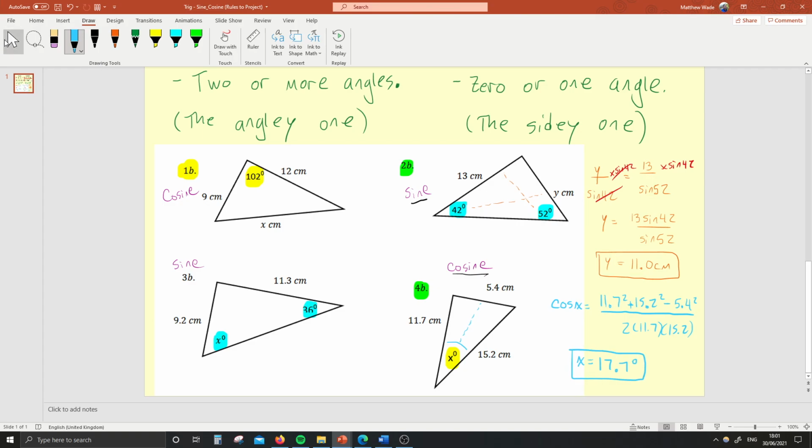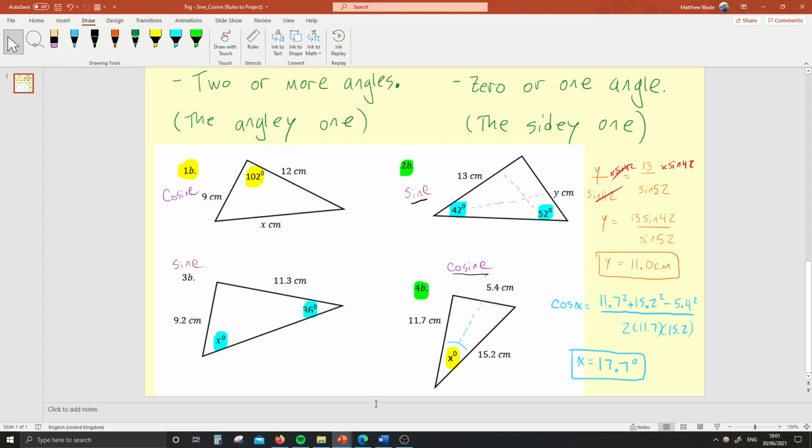So that's in a nutshell how you do sine law and cosine law again. And that's all I want you to focus on for this lesson, okay? Is just using them interchangeably. The only extra step I've given you is determining which one's which. Cosine for 0 or 1 angles, and sine for 2 or 3 angles.